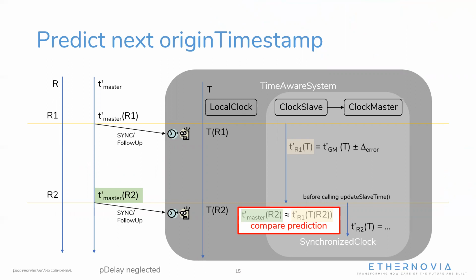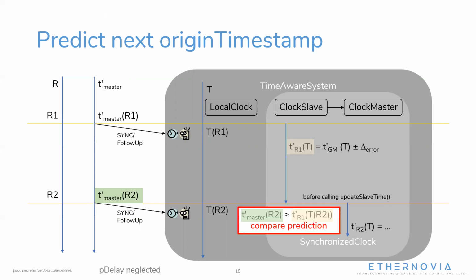What you see here is that a time-aware system has synchronized its clock, its clock slave, to the master that is over to the left. It has used sync and follow-up messages that have been received previously. And what we can do from a certain point in time is we can actually predict what we expect to see in a follow-up message once we have seen a sync message.